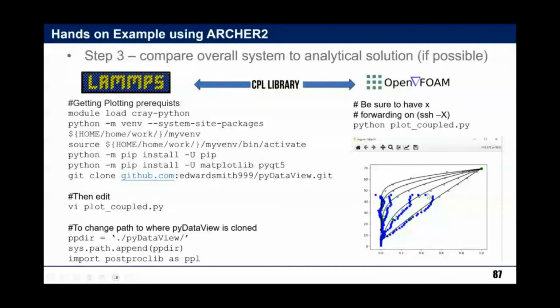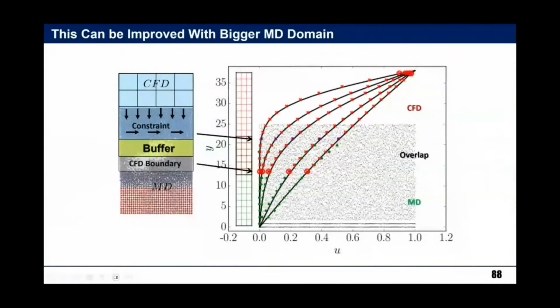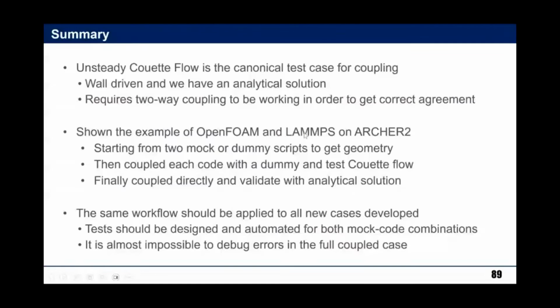So the blue points are LAMMPS values, the green points are CFD, and the black lines are the analytical solution. You can see it's not a great agreement here, and it's because we've got a very, very small MD case. This is a minimal MD example, so quite a small case. If you go to bigger cases, you'll get closer to the kind of agreement we've got here, which is a much, much bigger simulation case. Okay, so that's it for this part.